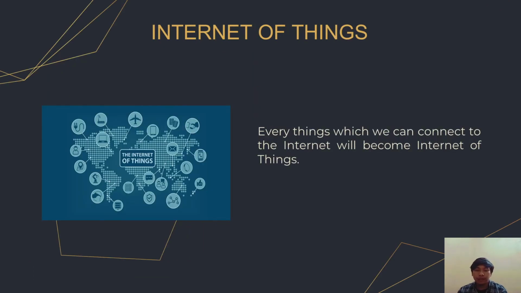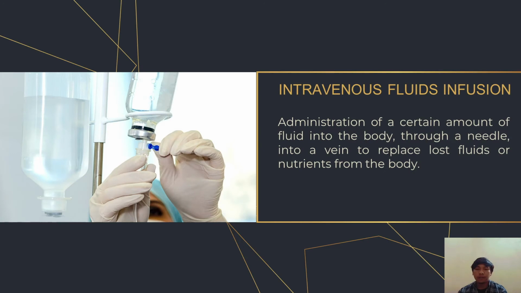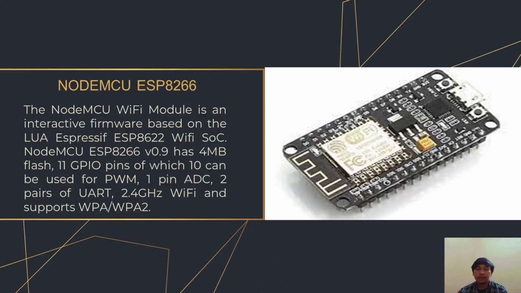Internet of Things. The things which we can connect to the internet will become the Internet of Things. Intravenous fluid infusion is the administration of a certain amount of fluid into the body through a needle into a vein to replace lost fluid or nutrition from the body. NodeMCU ESP8266. The NodeMCU Wi-Fi module is an interactive firmware based on the Lua expressive SPX1622 Wi-Fi SoC.